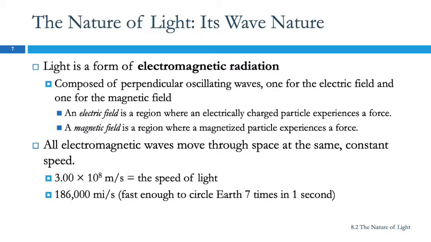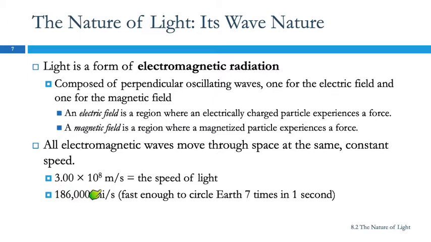An electric field is just a region where an electrically charged particle experiences a force. A magnetic field is where a magnetized particle experiences a force. So light is one form of electromagnetic radiation. There are lots of others, but all electromagnetic waves move through space at the same constant speed, and that speed is called the speed of light, right?